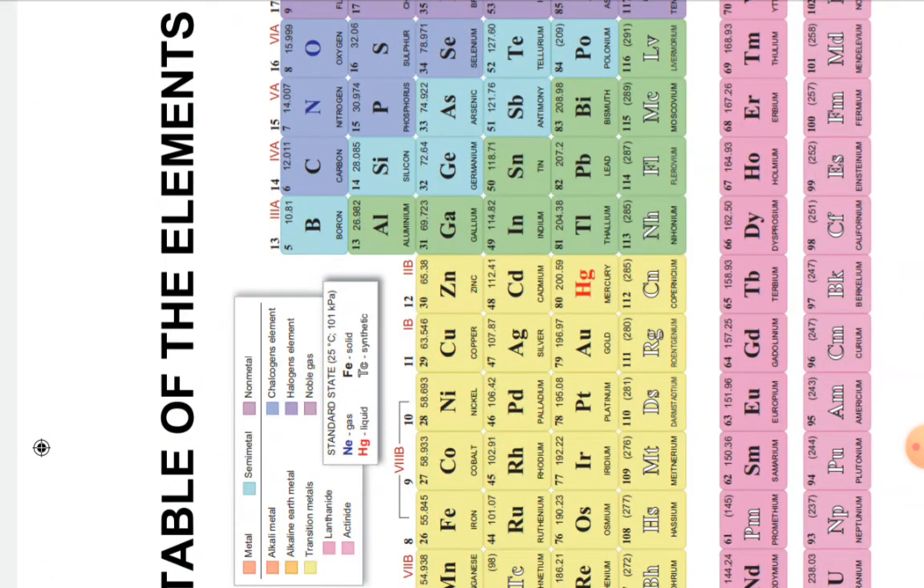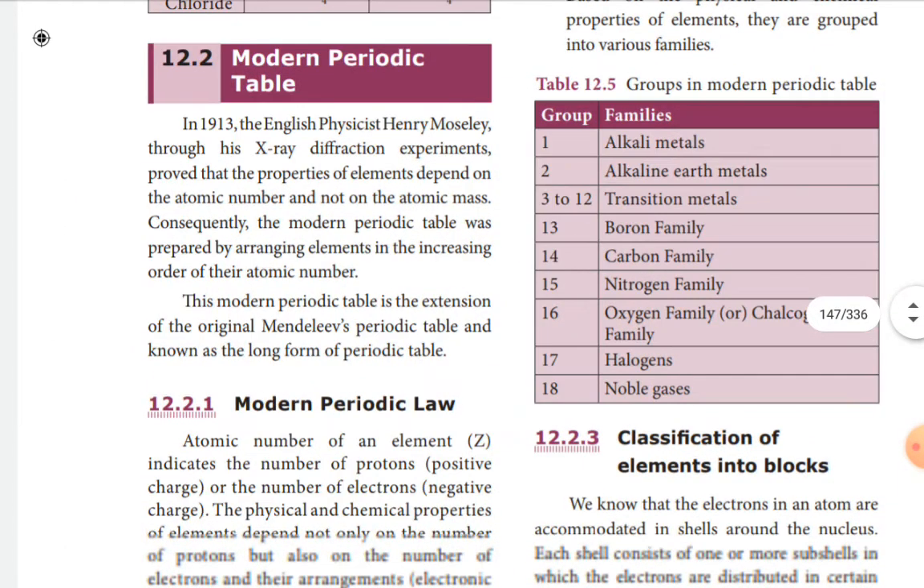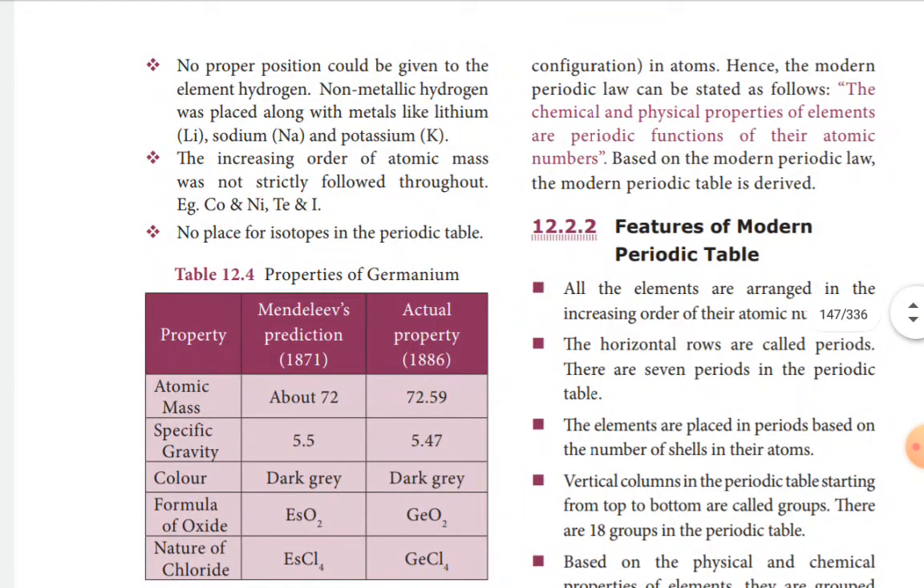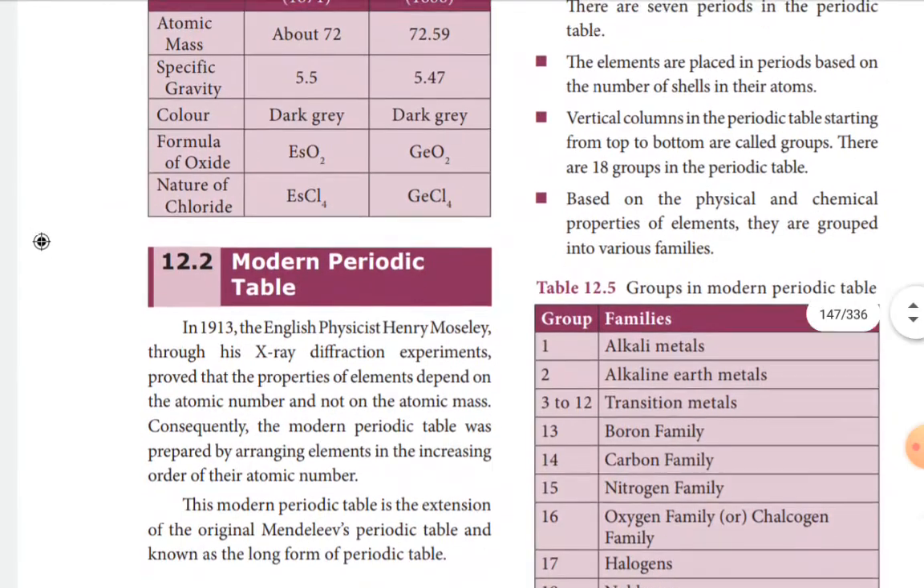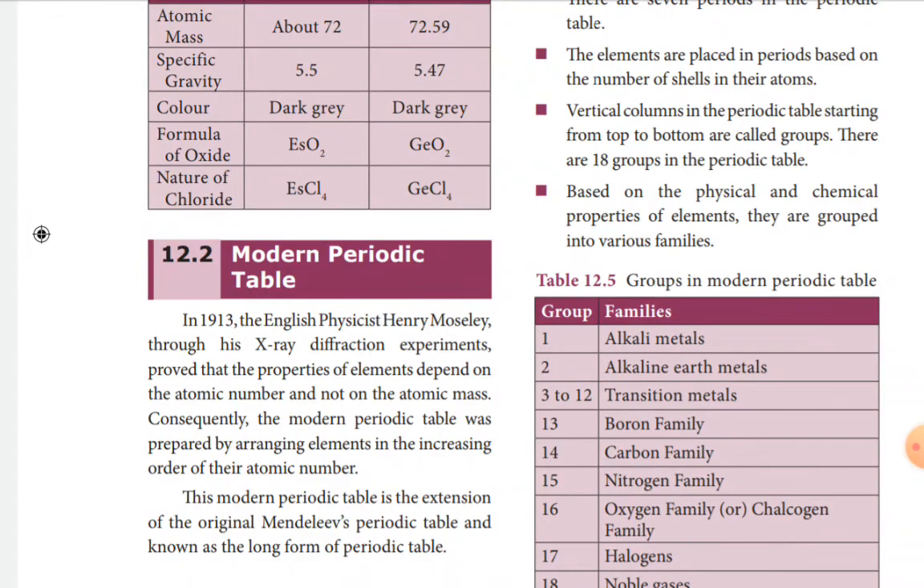Students, you have to go through up to this, from the beginning, that is the modern periodic table. Who devised the modern periodic table? Henry Moseley. What is the experiment he used for the classification? X-ray diffraction method. What is the basic principle? Increasing order of atomic number. Then what is atomic number? Then state the modern periodic law: the chemical and physical properties of the elements are periodic functions of their atomic number. Then what are the features of the modern periodic table? And the table discusses the various groups in the modern periodic table.